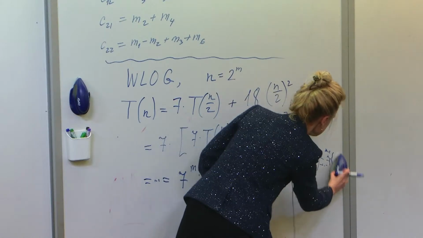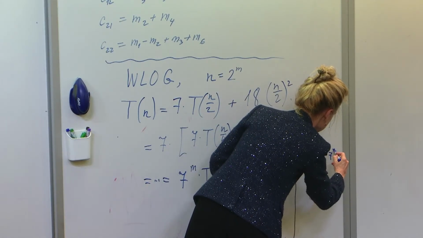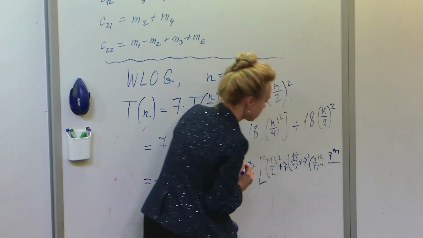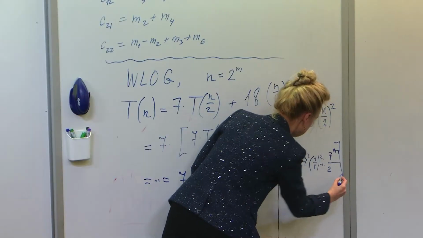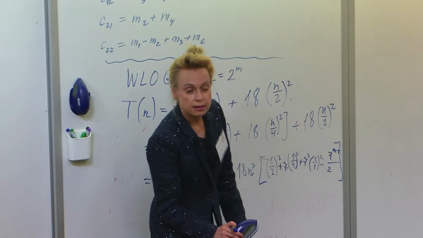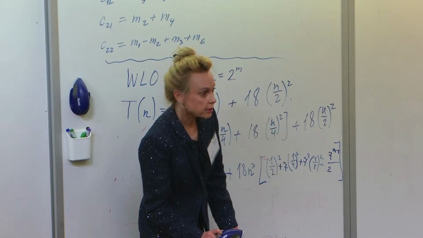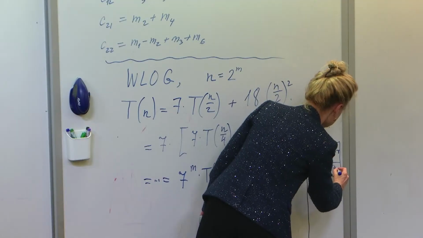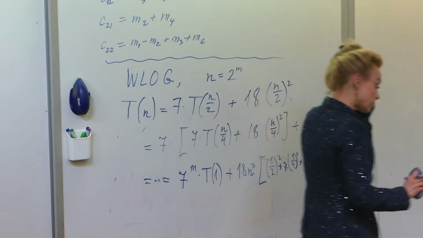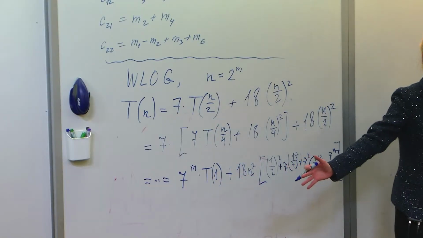So let's just rearrange this. It's 7 to the m minus 1, over 2 to what power? 2m. 2 to the 2m. We agree on this. Okay, 2m. Cool. So what does it give you? T of 1 is maybe, I don't know, 1?